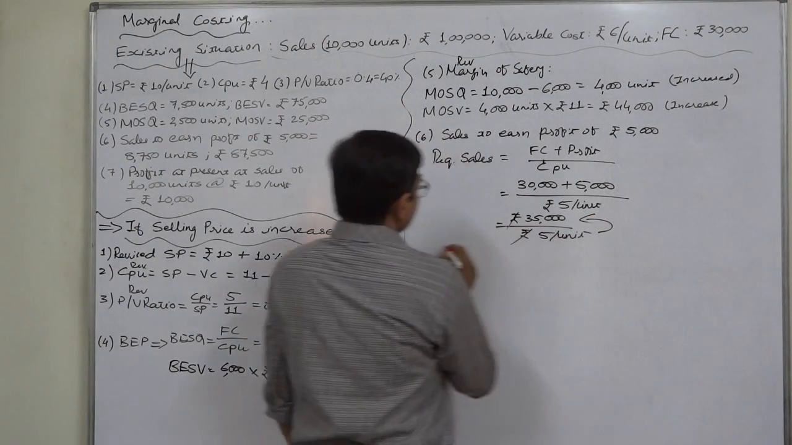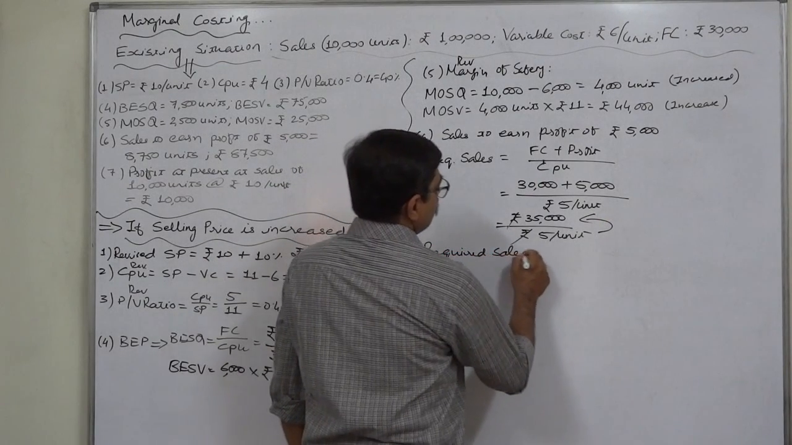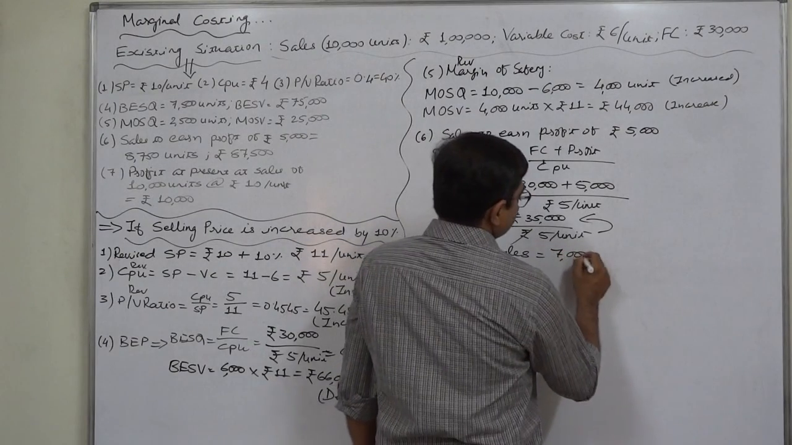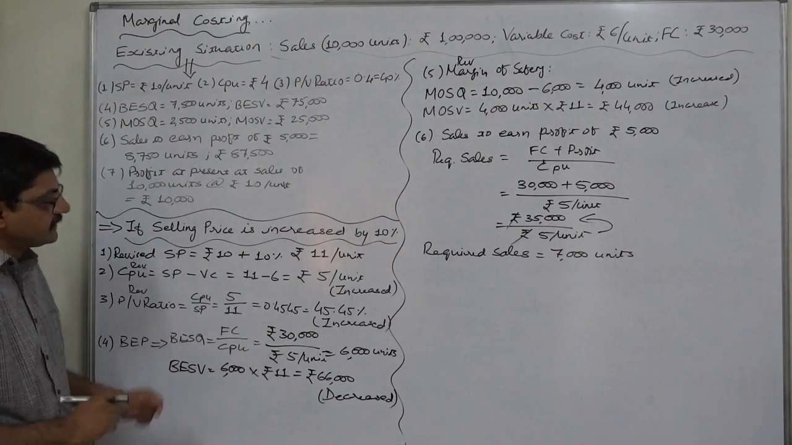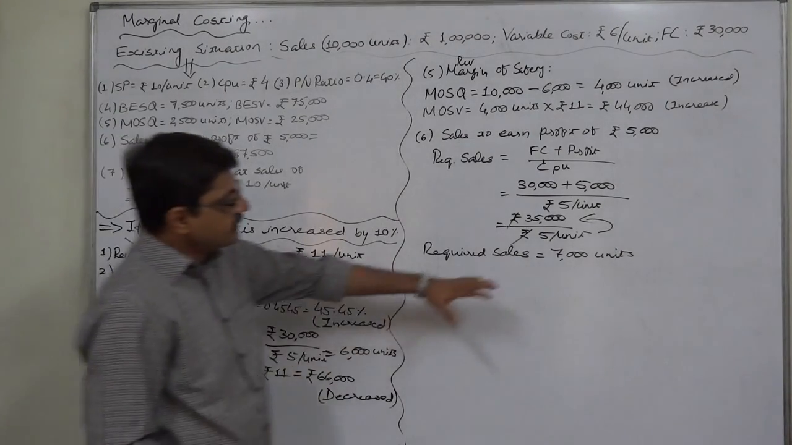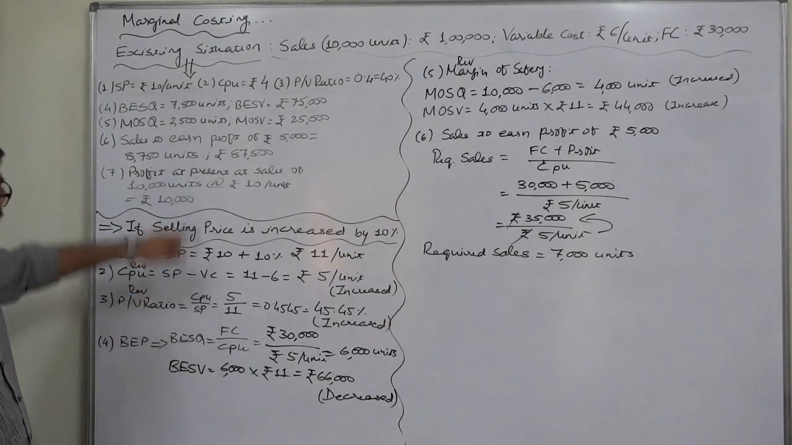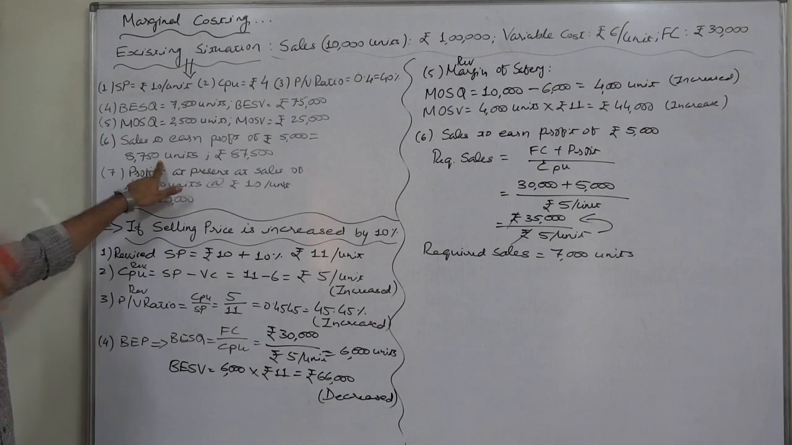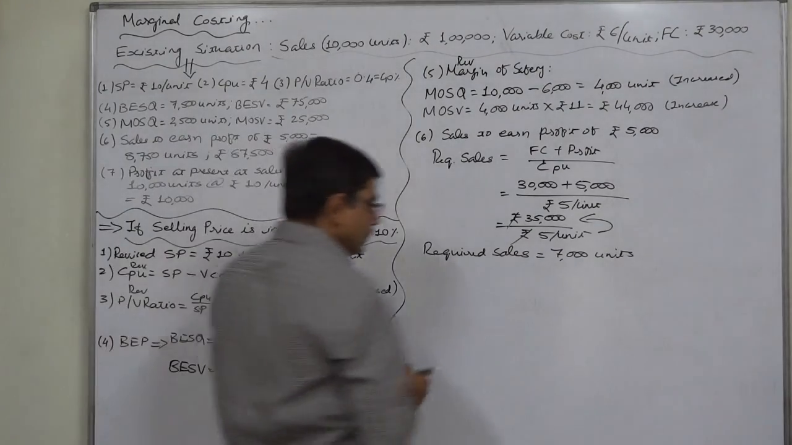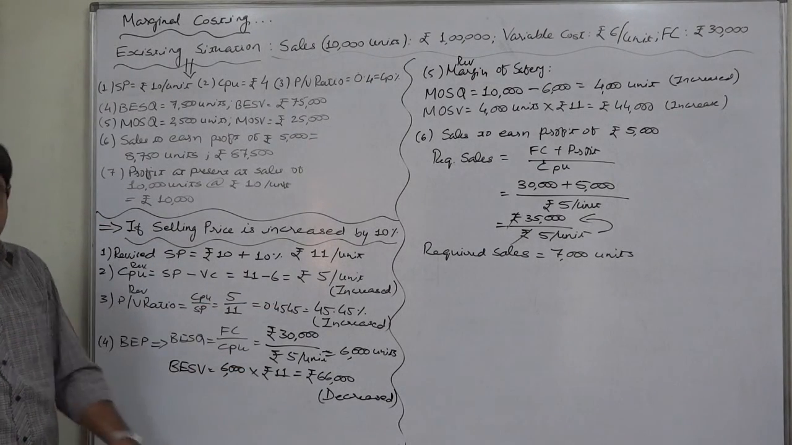So the required sales comes to 7,000 units. Now under the new situation, if we have increased the selling price by 10%, we need sales of 7,000 units only to earn a profit of rupees 5,000, which at present is 8,750 units. A considerable decrease of 1,750 units in the required sales to earn the same profit. This is the effect of increase in selling price.